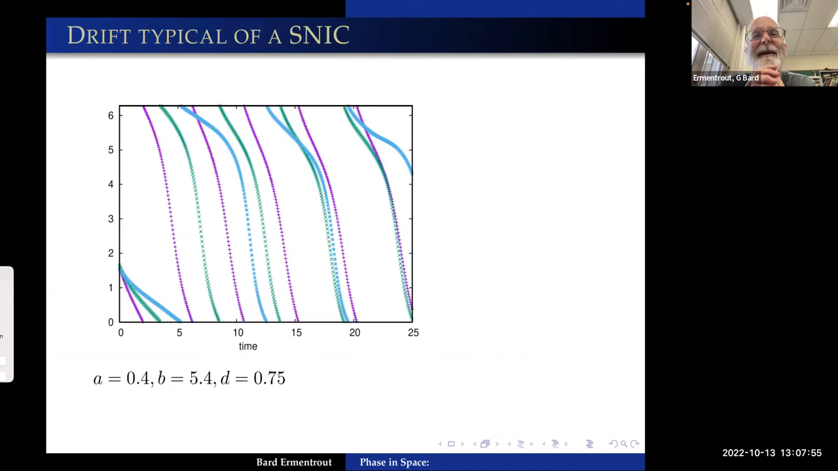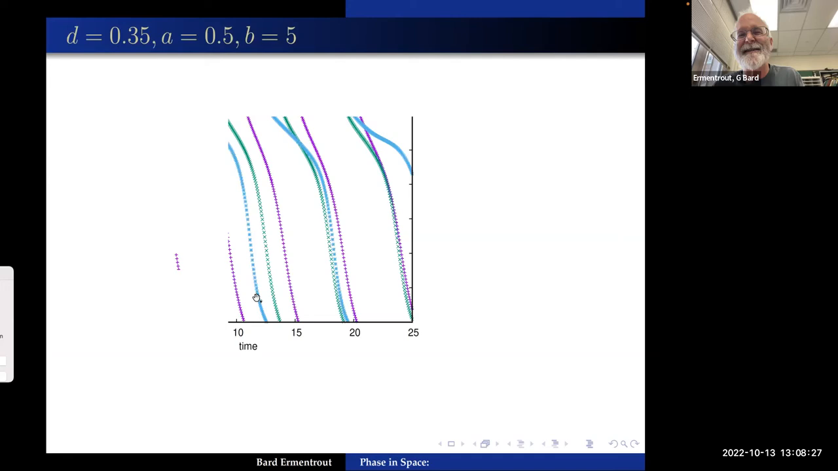Has anybody here heard of a saddle node infinite cycle bifurcation? AKA a SNIC. No? No SNIC people? Here's the simplest example of a SNIC, my favorite example of a SNIC.